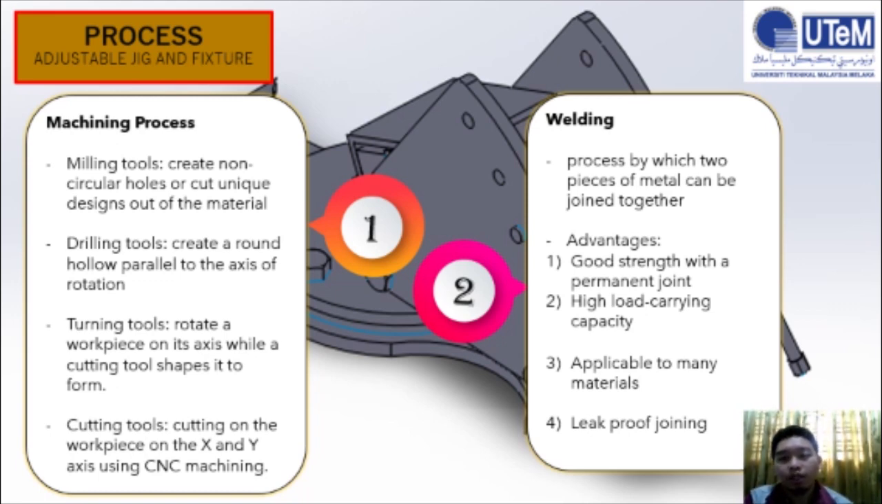So the next process is welding. Welding is a process by which two pieces of metal can be joined together. It uses high heat to melt the parts together and then allows them to cool, causing fusion. Here are some advantages of welding: good strength with a permanent joint, high load carrying capacity, applicable to many materials, and also leak-proof joining.